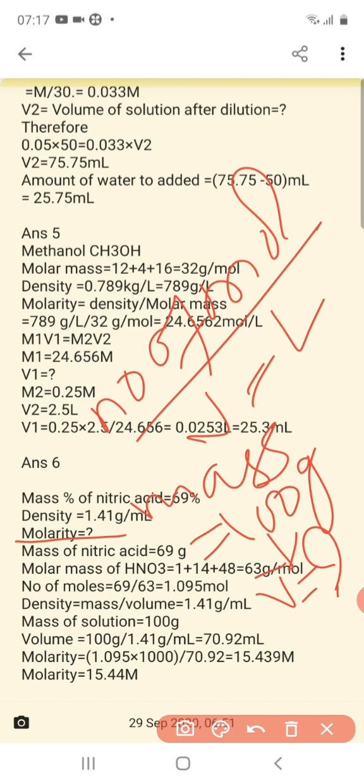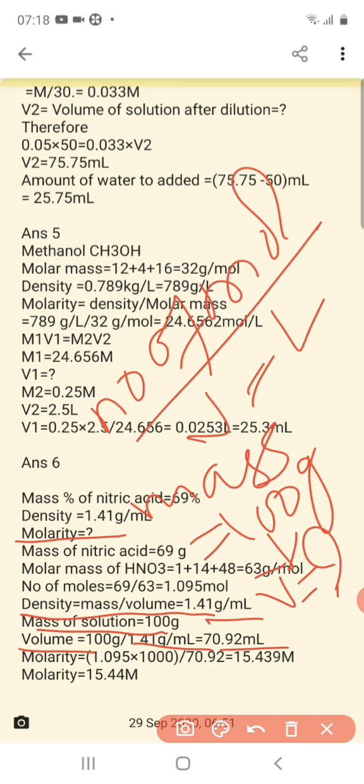You have to solve this one, and we know that density is equal to mass upon volume, and the mass of the solution is taken as 100 gram. You have to find out the volume occupied by 100 gram of 69% nitric acid solution, where the density is 1.41 gram per ml. Volume will be equal to mass divided by density, and that is 70.92 ml. This is the volume occupied by 100 gram of the solution having density 1.41 gram per ml.